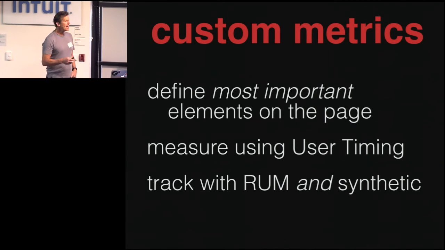And the beauty about these custom metrics is they'll show up in your RUM. That's what Philip's talking about tonight. And synthetic, that's what SpeedCurve does. It'll show up in both of those systems. So you can write one set of metrics and you can track them in both of your metric systems. Okay, so what exactly is a custom metric?